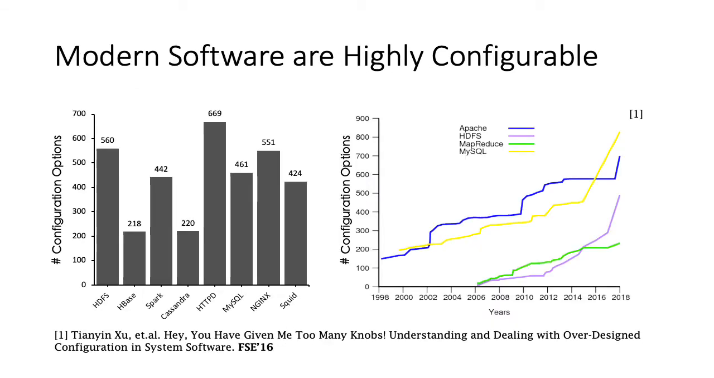Meanwhile, software today is highly configurable. They usually have hundreds of configuration options for users. The figure on the left shows the number of configuration options in the core model of some popular databases and web servers. Also, the number of configuration options is continuously rising as the software evolves.